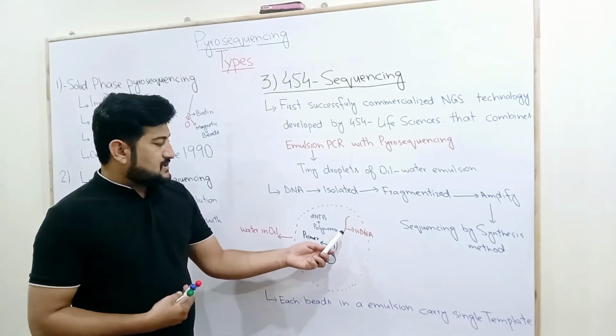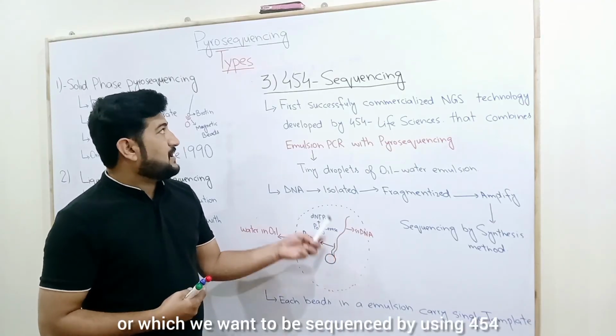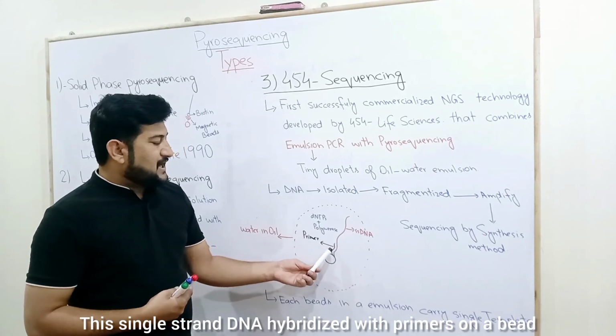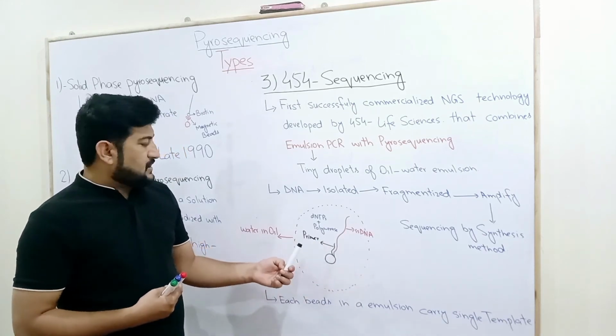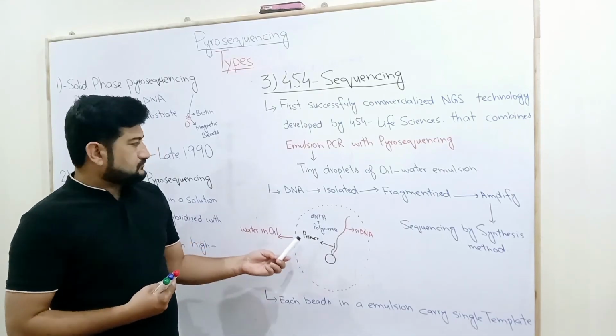The single-strand DNA, which is used as the target DNA that we want to be sequenced by using 454 sequencing, hybridizes with primers on a bead. So in this droplet, the dNTPs and polymerase enzyme are also present.